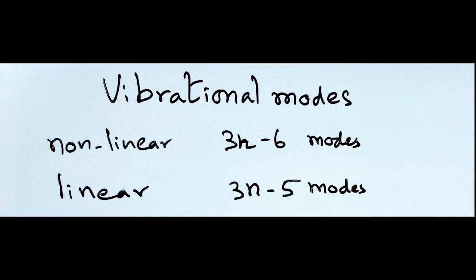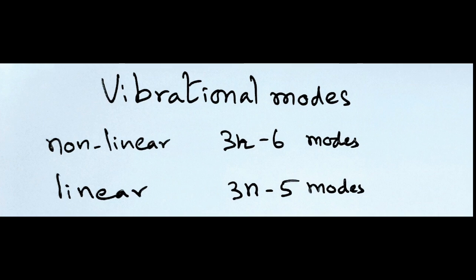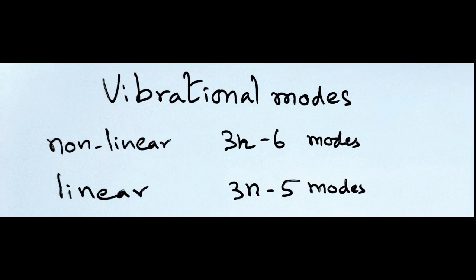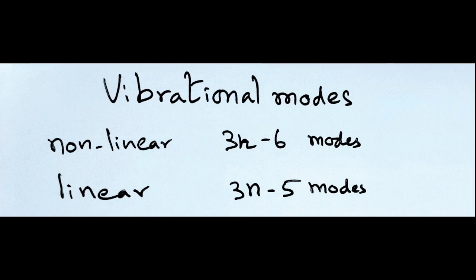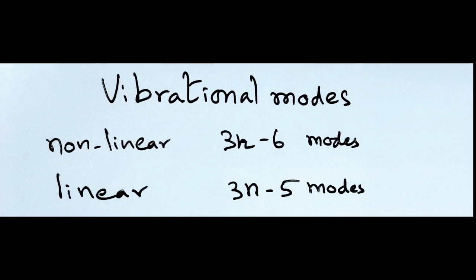Suppose the molecule is a linear one like carbon dioxide, then the formula is 3n minus 5 modes. This is the formula for calculating the number of possible vibrational modes in a molecule containing n atoms. So a linear molecule has 3n minus 5 modes of vibration. For example, in carbon dioxide, we have 3 atoms. So 3 into 3, 9. 9 minus 5 is equal to 4. Carbon dioxide will show 4 vibrational modes only.